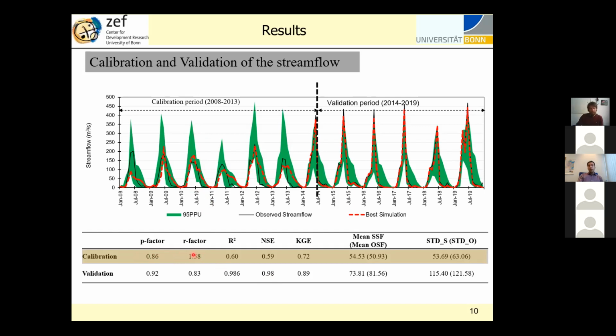And then the sensitive parameters, which we just discussed: when we adjusted these parameters and reran the model for this period, look, the P factor came to 92%, meaning 92% of the observed data were touched by the simulations, which is really one of the fancy results, with 98% for the R square value. The Kling-Gupta efficiency increased from 72% to 89%. The same NSE rose from 59 to close to 100%, which is, I think, one of the best simulations under such heterogeneous watersheds.